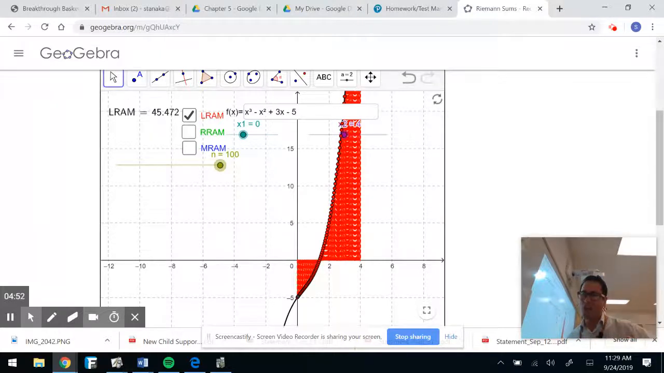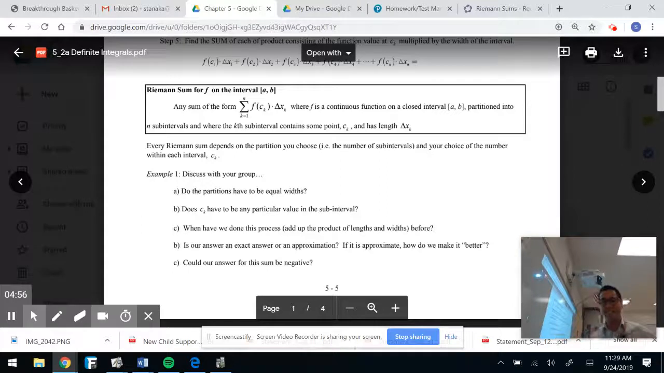Now that's a curve, so would that give me the exact area? Or what could I do to get that exact area? Okay, make sure you answer those questions. If you have any questions about them, come see me in class. I will answer them for you real quickly.